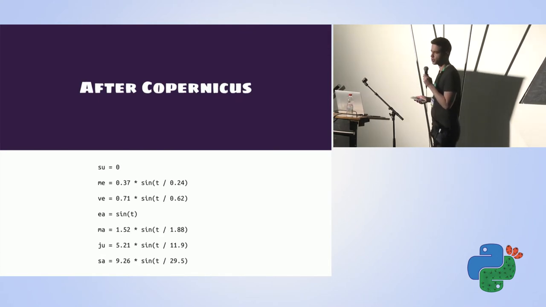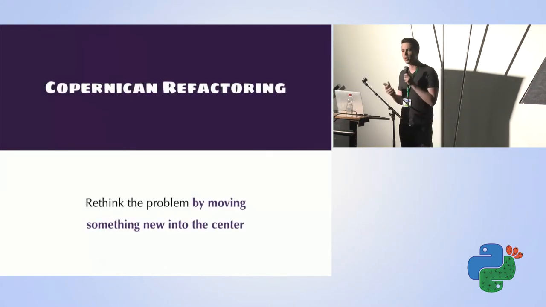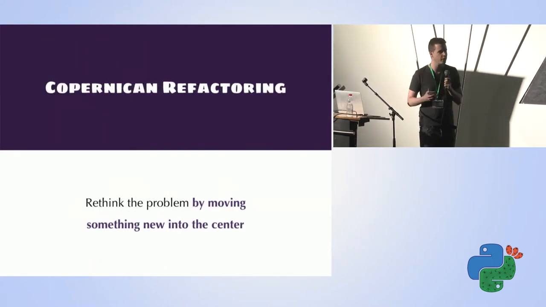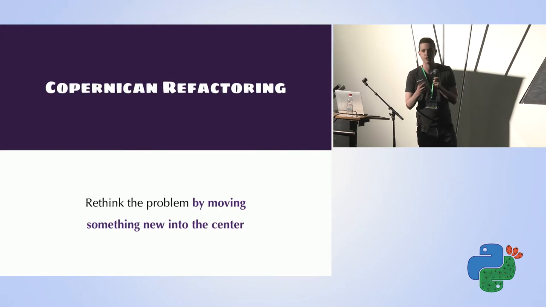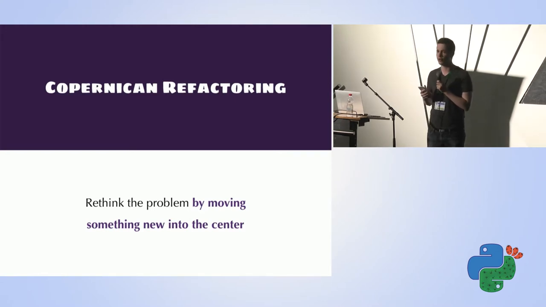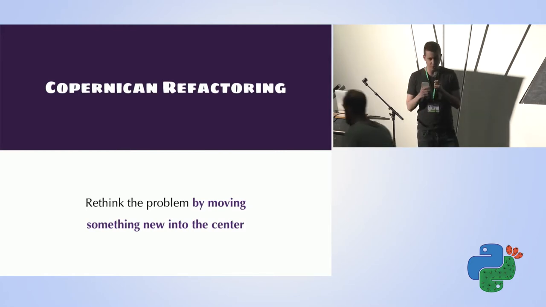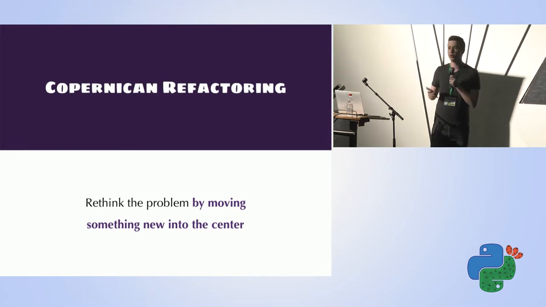And Brandon generalized this notion and coined the term Copernican refactoring, which means rethinking a problem by moving something else into its center. Now, the reason I find this fascinating is because it's not just a specific solution to a specific problem. It's not even a solution template for a specific class of problems. It's a methodology. It's an approach. So you can reshuffle your deck of cards or refresh your point of view. Whenever you have a problem and you are unsatisfied with its solution, you can use this to generate new, better alternatives. And that's a valuable skill to have.